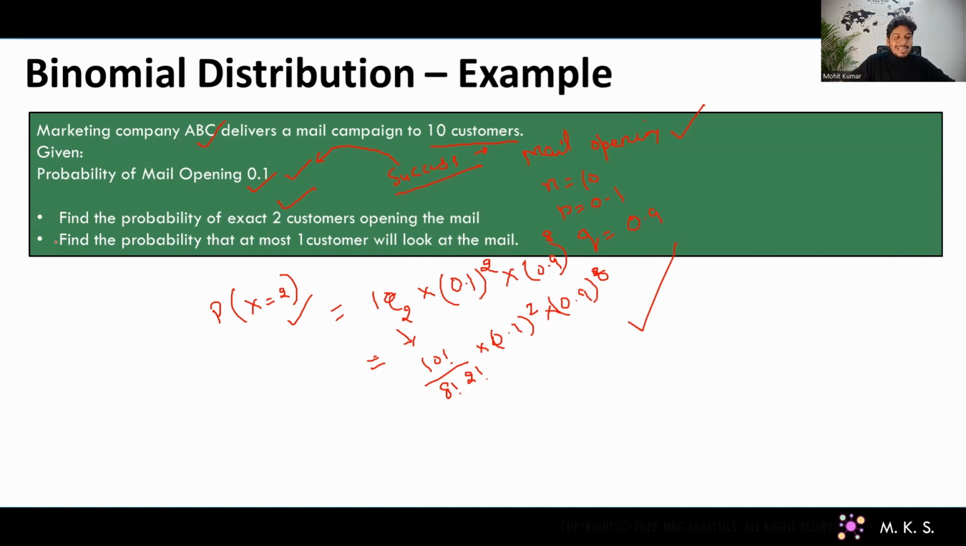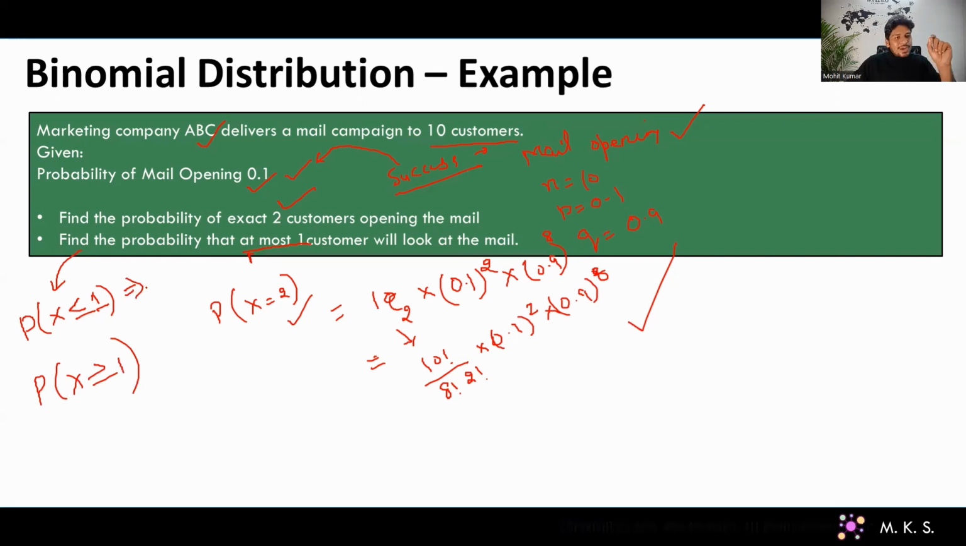Now find the probability that at most one customer will look at the mail. Here the important part is this: at most one customer. So if you translate into mathematical form, the probability of getting at most one customer look at the mail, that is 1. Right? So probability of X less than or equal to 1, at most. If I would have used the term at least, then it would have been greater than or equal to 1. But here I have used at most, so that's why less than or equal to 1.